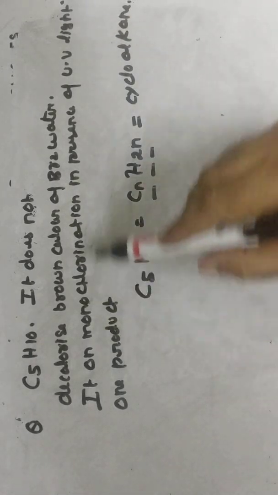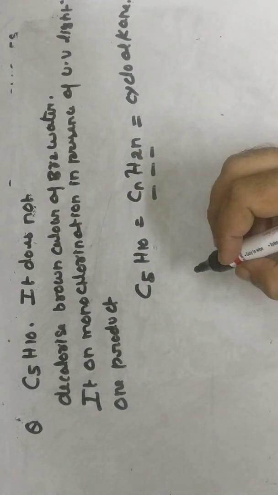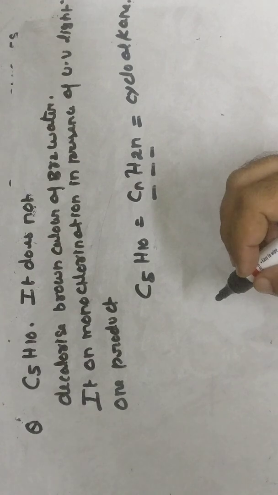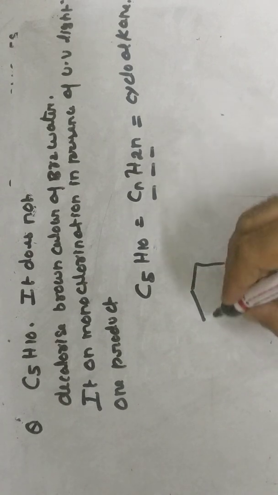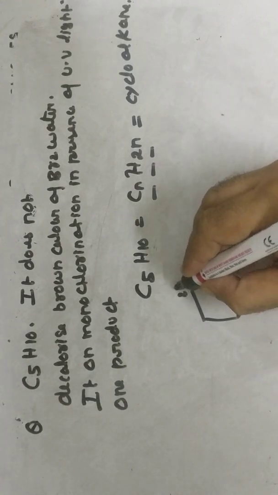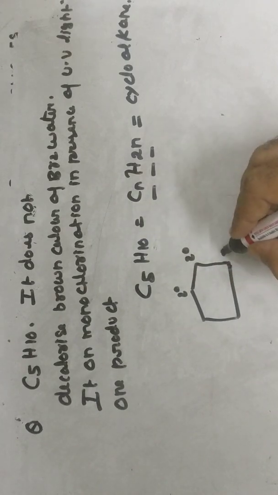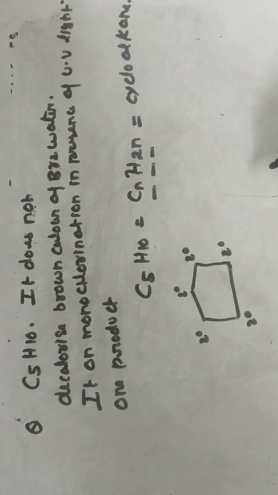Since on chlorination it is giving only one product, it means it has 5 carbons which are all the same. Either all of them are primary, or all of them are secondary, or all of them are tertiary. With 5 carbons we can make a ring, that is cyclopentane. In cyclopentane, there are 5 carbons and all of them are similar. They are all secondary type, all attached to two carbons, so all the hydrogens this compound has are 2 degree hydrogens.